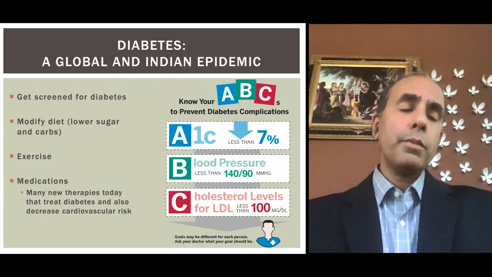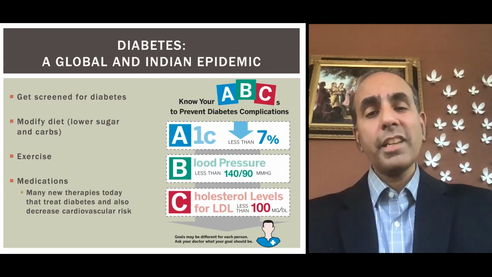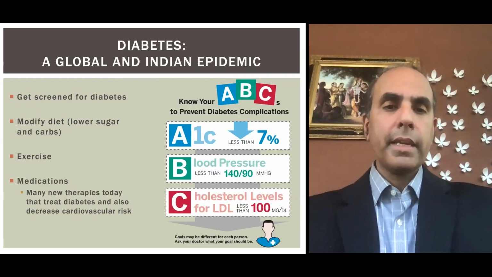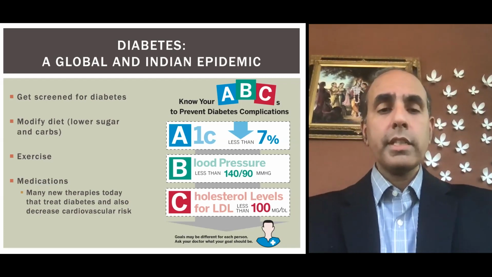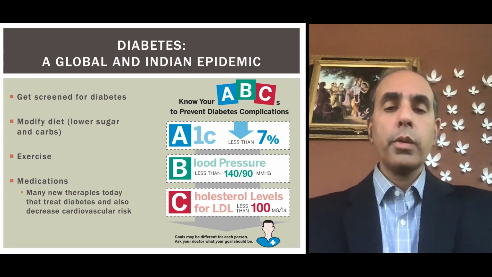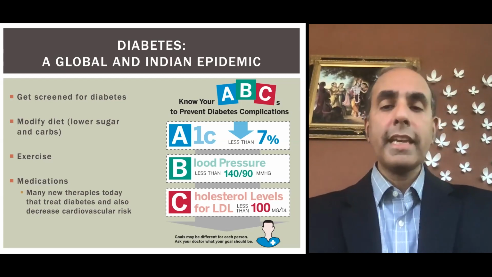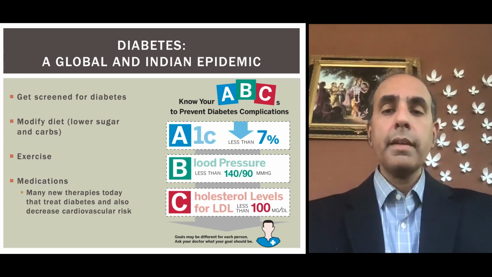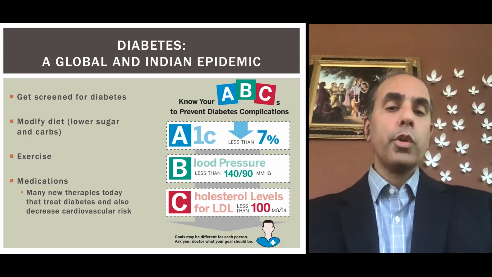Diabetes is really a global and, particularly, unfortunately, an Indian epidemic. So it's important to get screened for diabetes. Clearly, we can make choices in terms of modifying our diet with lower sugar intake and carbohydrate intake. Exercise decreases the risk of diabetes and helps to control diabetes.